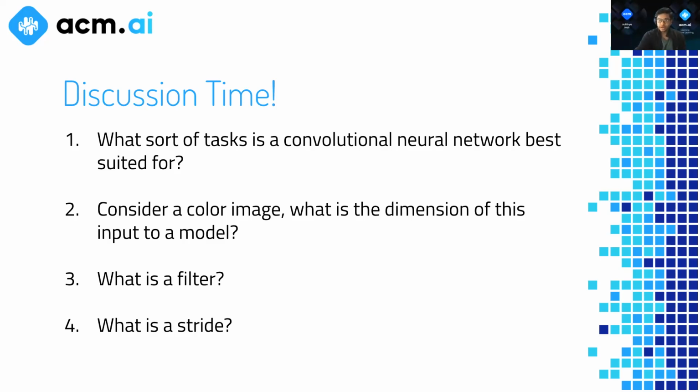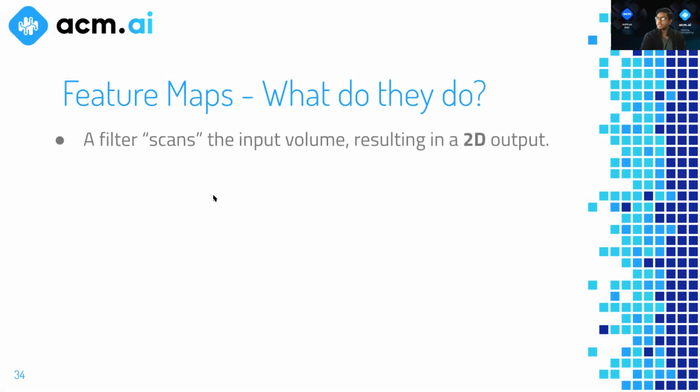All right, so I'll stop here. Are there any questions regarding filters, strides, the inputs, why the dimensions of the input or the filter are as they are? Yeah, any questions before we move on?